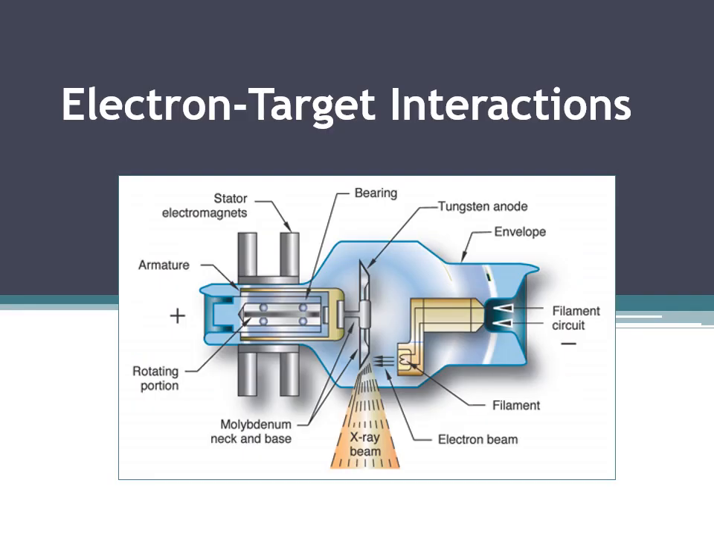So let's begin with electron target interactions. What exactly does that mean? It means the electrons which are coming from the cathode are going to strike the anode, which is called the target. So it's the electrons that are coming from the cathode that are striking the target, and that's the component or part of the anode, and we're going to produce our X-ray beam.